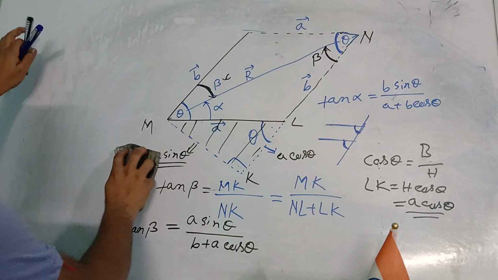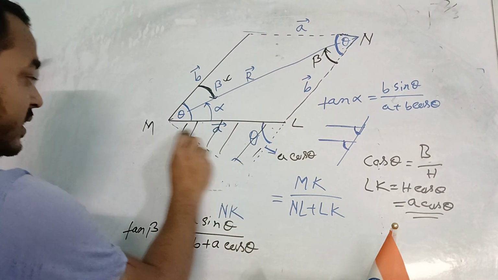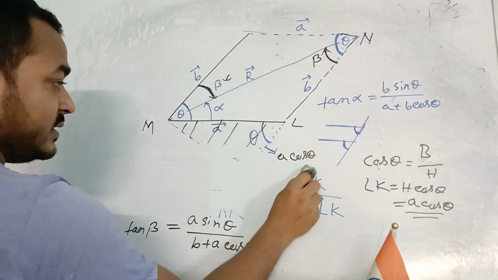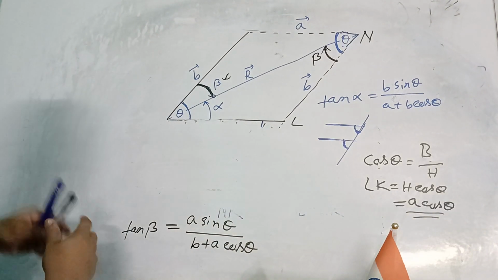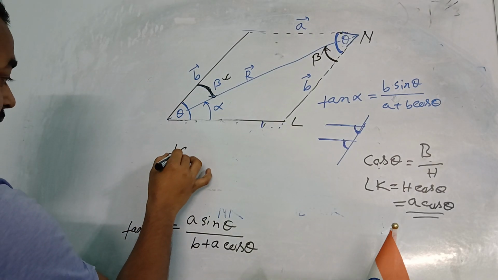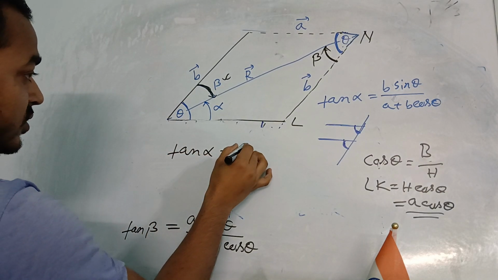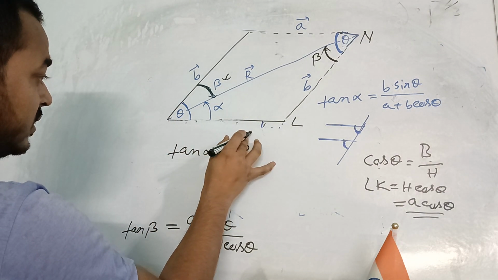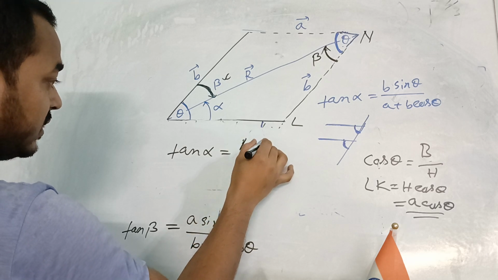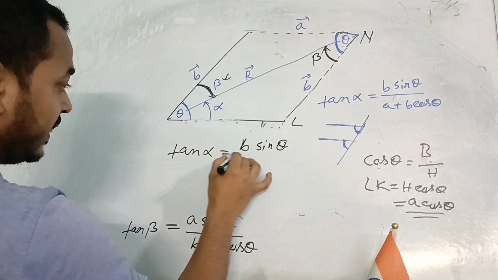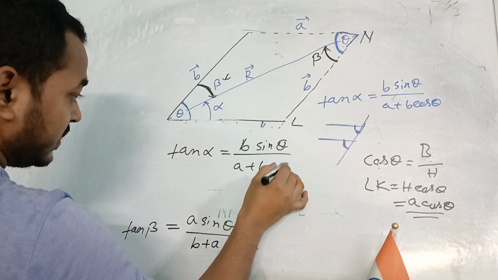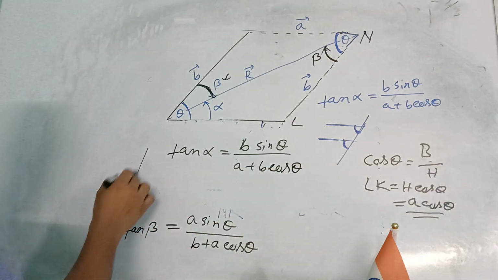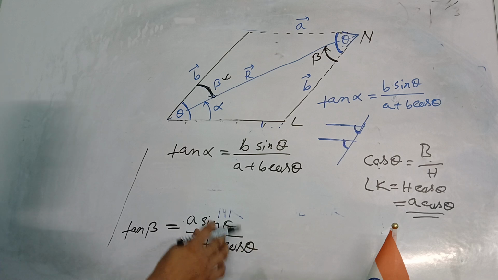Okay, let me write once again, clearly. What we got is tan alpha equals B sin theta divided by A plus B cos theta, and tan beta equals A sin theta divided by B plus A cos theta.